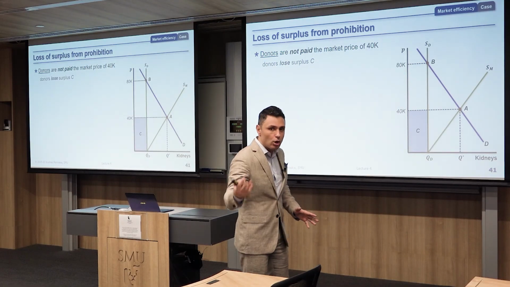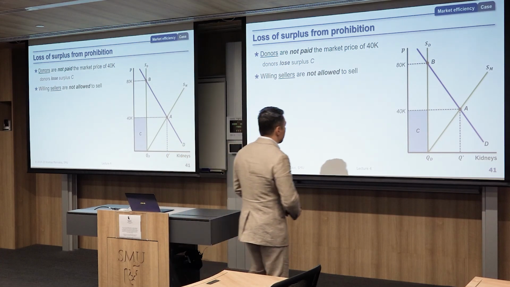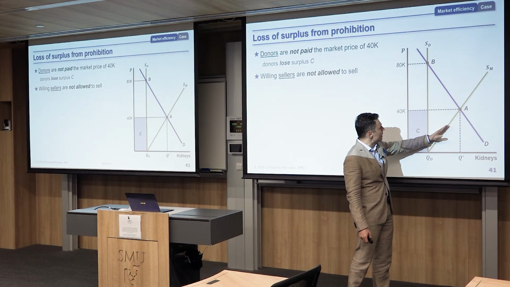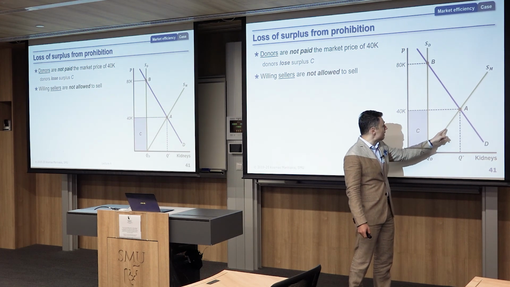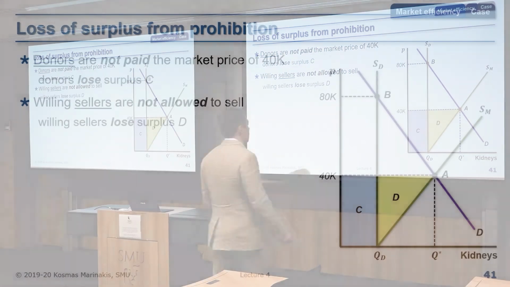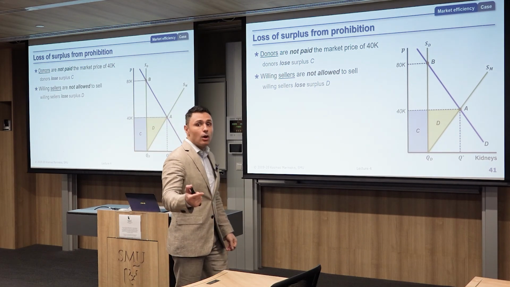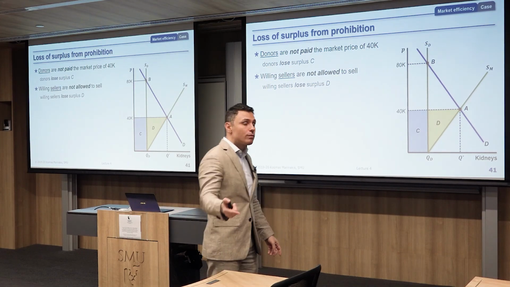So this is the potential surplus for donors that is not actually distributed to anybody. That's not a very big problem, because the donors are donors. They don't care for the surplus. They just do it because they give their organ. Then we have willing sellers that are not allowed to sell. So here we're talking about the price that is our 40K. All these people are the sellers here that are willing to sell at that price, so they have all this surplus right here. So we are talking about the yellow area D. And D is something that, if there was a market, would be allocated. But here D is actually lost because of the non-existence of the market.